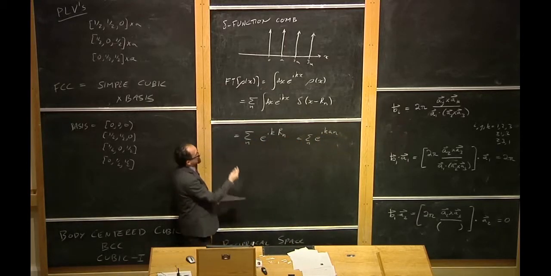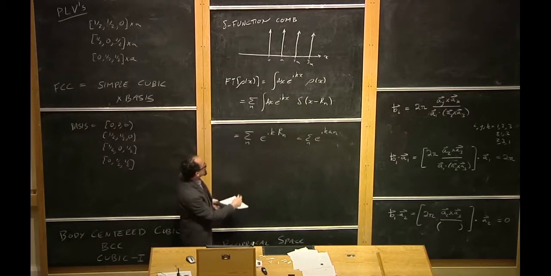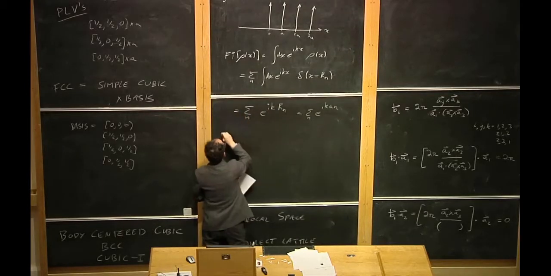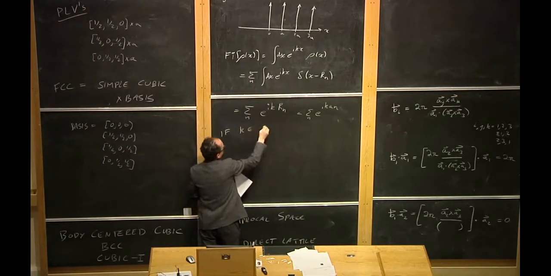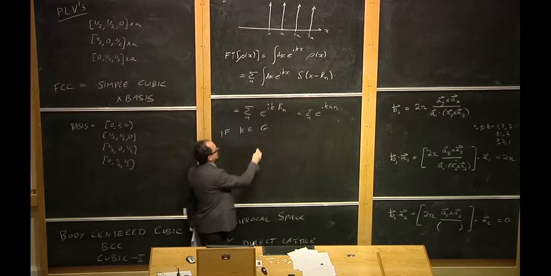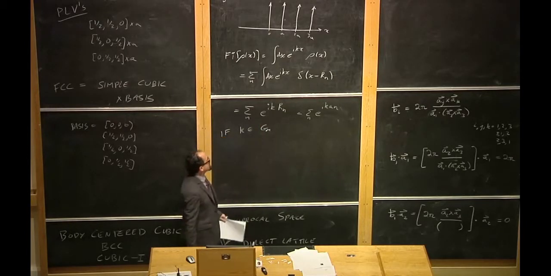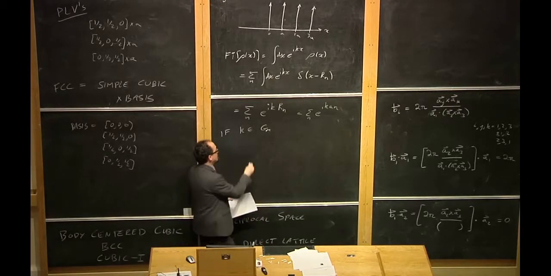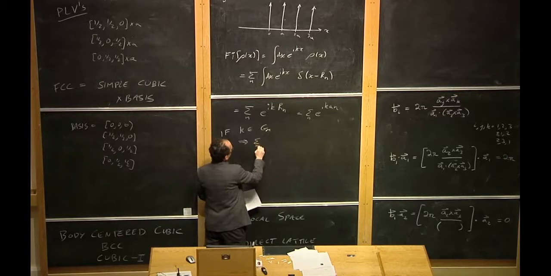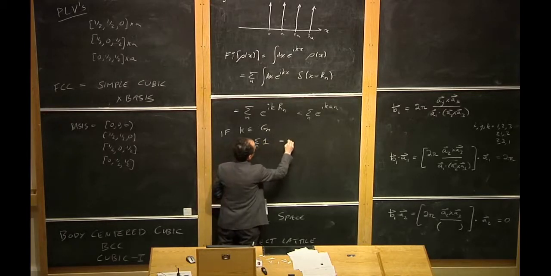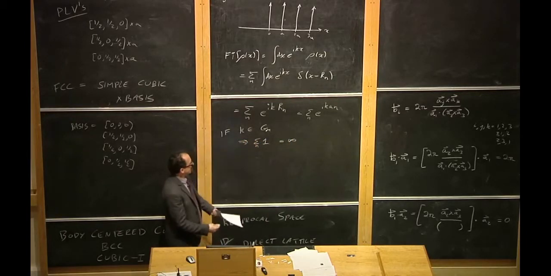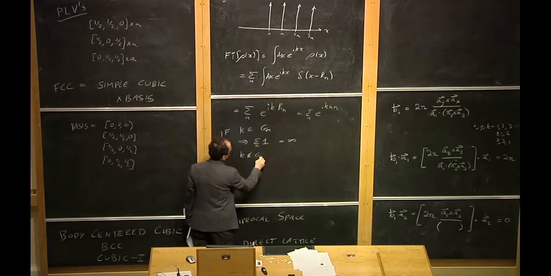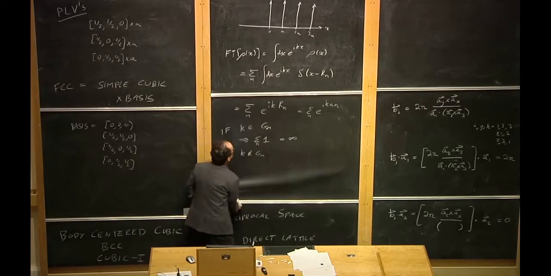We have this Fourier transform of rho of x, and it's a sum over all of these phases, e^(ikR_n). Well, if k is an element of the reciprocal lattice, G_m, then every term here is of the form e^(iG_mR_n), and so every term is 1. So this then becomes the sum over n of the number 1, which is infinite, if you have an infinitely big system. If k is not an element of the reciprocal lattice, then what do we have?